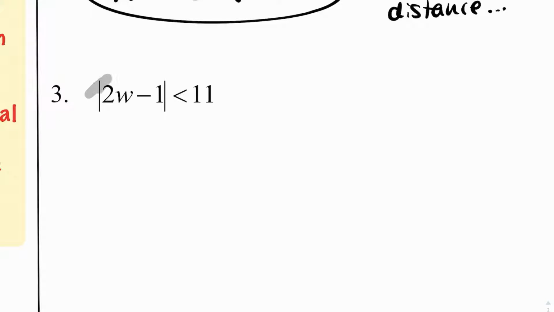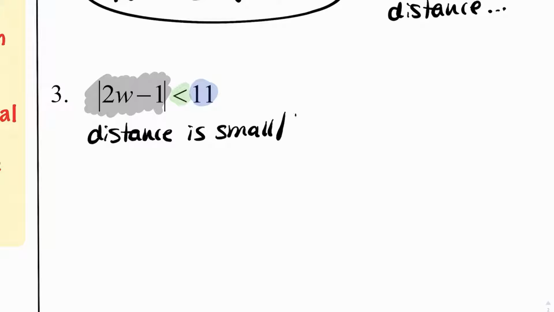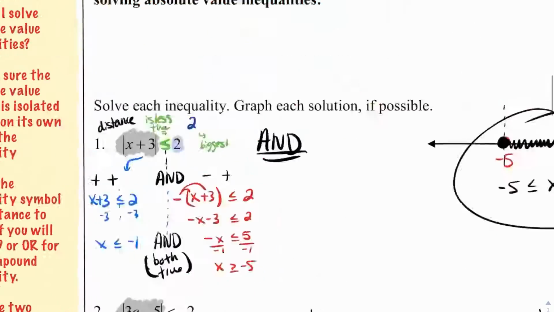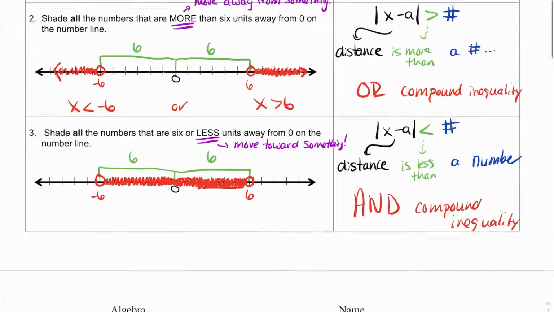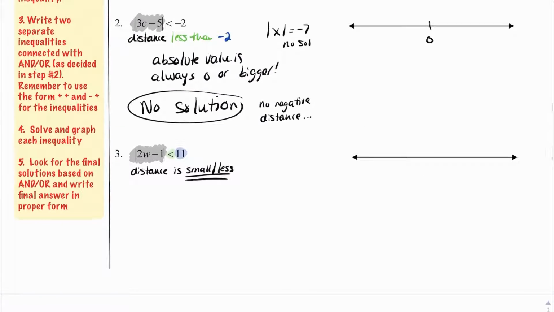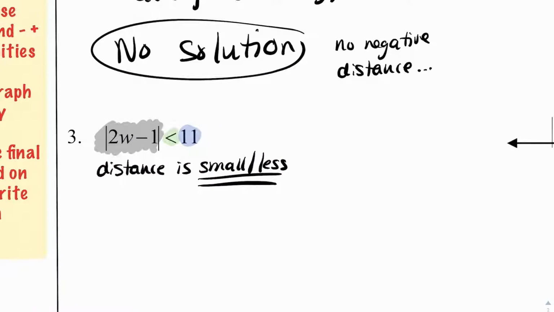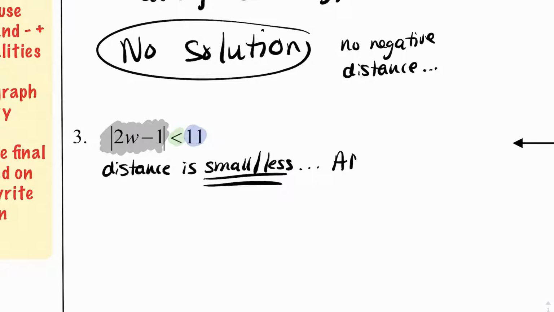Let's look at example number 3. Step number 1 is making sure the absolute value is all by itself, which it is. And then I look at the inequality symbol and notice that it's eating the 11. So if it's eating the 11, that means the 11 is biggest. That means the distance is smaller or less than 11. So if our distance is less, as we started this video with, any distance that's less is going to be an and inequality. So this too will be an and inequality. So I just note myself that this will be an and.